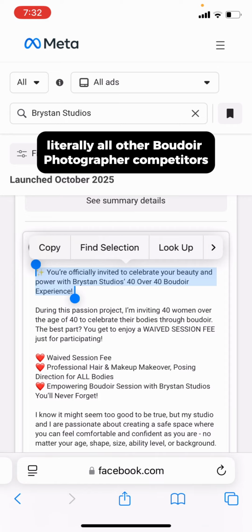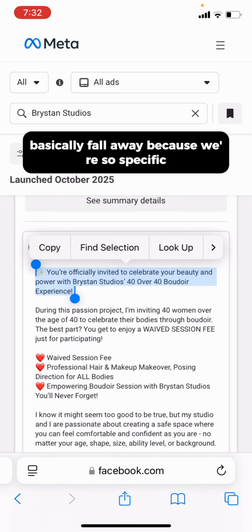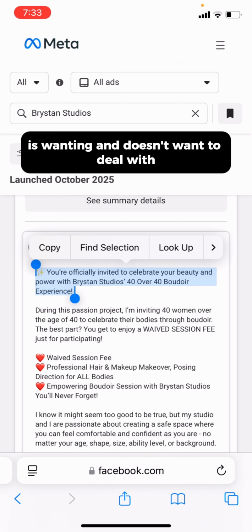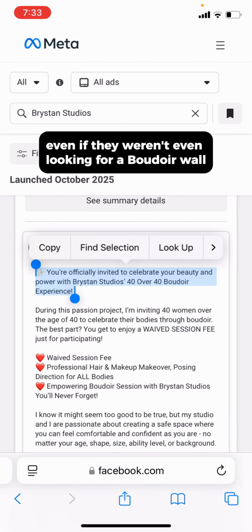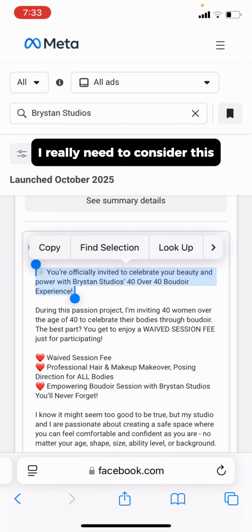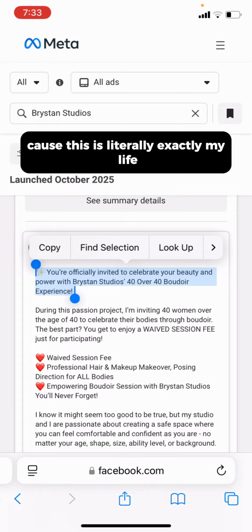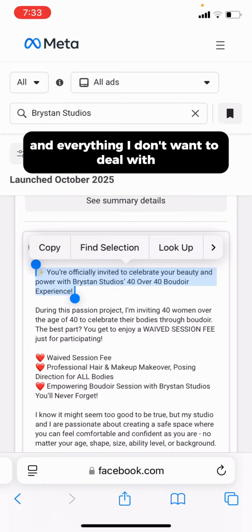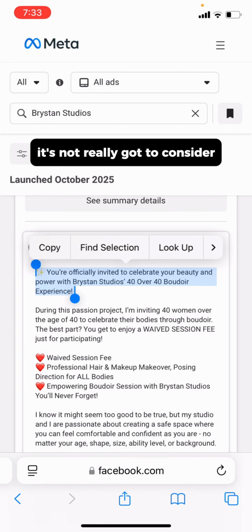Literally all other boudoir photographer competitors basically fall away because we're so specific about what this specific woman is seeing, wanting, not wanting, and doesn't want to deal with, and what's actually going on in her life. So she's like, oh my God. Even if they weren't looking for a boudoir, they're like, wow, I really need to consider this because this is literally exactly my life and all the things I don't want, everything I do want, and everything I don't want to deal with. It's a real must-consider.